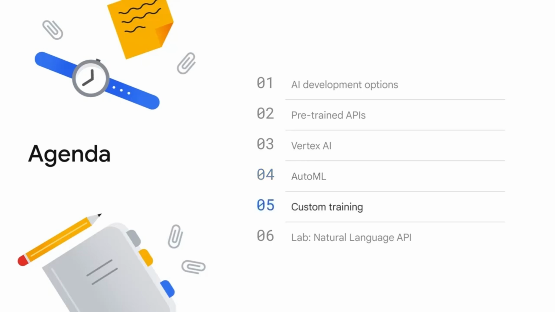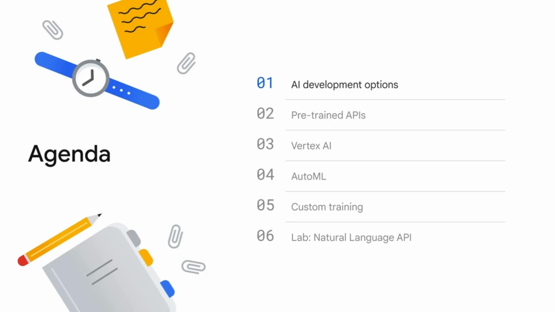Finally, you explore the last option, custom training, which allows you to manually code ML projects with tools like Python, Keras, and TensorFlow. Consolidating the background knowledge gained throughout this module, you conclude with a hands-on practice using the Natural Language API to identify subjects and analyze sentiment in text. Let's get started. Let's begin with Google Cloud's AI development options, which include out-of-the-box, low-code and no-code, and do-it-yourself.